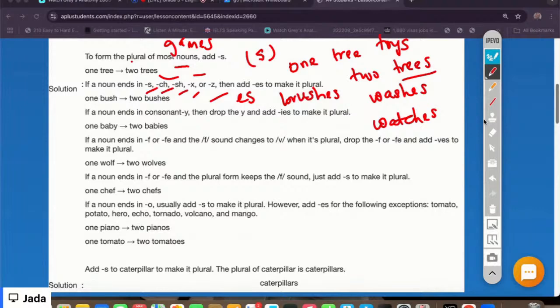All right. So if a noun ends in a consonant plus y, then drop the y and add ies to make it plural. So this y here changes to i. Let's say that the y is cancelled and becomes i. So it could be something like this: ladies. So you have to change the y to i for the plural form.